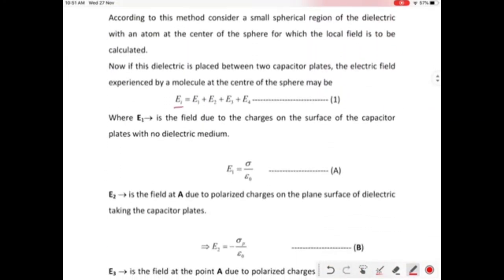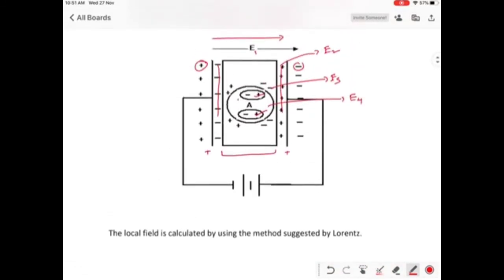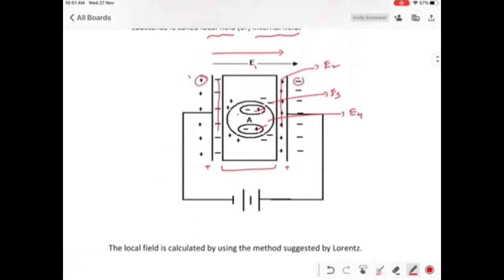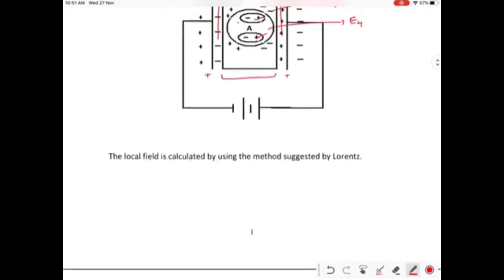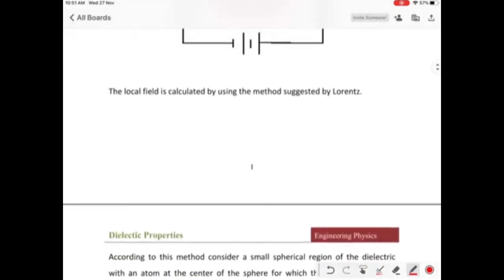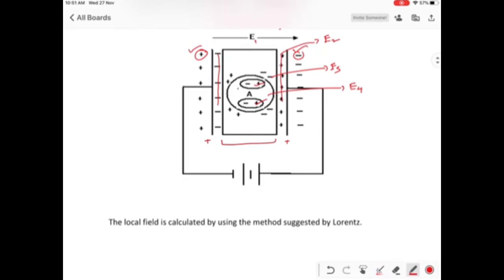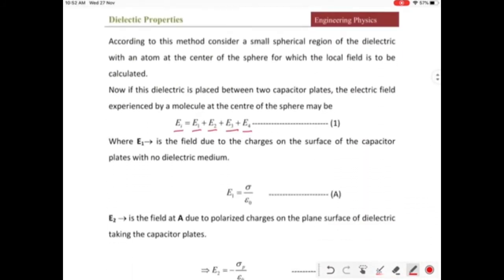That is Ei, the internal electric field. Ei is the sum of E1 plus E2 plus E3 plus E4. E1 is the electric field due to charges on the surface of a capacitor plate. E2 is the electric field due to induced charges on the surface of the dielectric material, and E3 is the electric field due to charges on the surface of the sphere. E4 is the electric field due to the dipoles inside the spherical surface. So, a total of 4 electric fields are acting on a molecule.